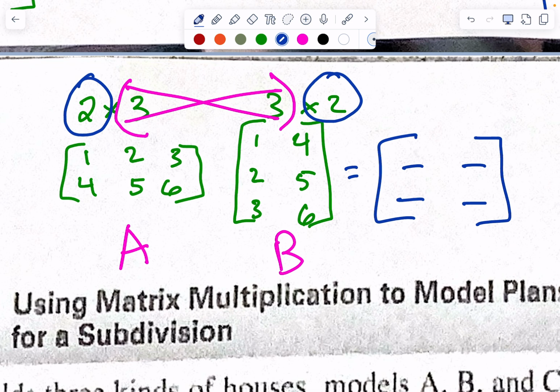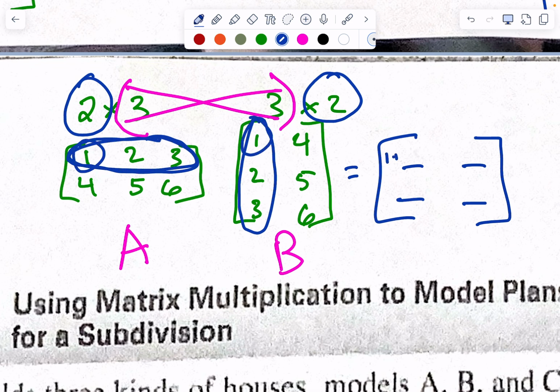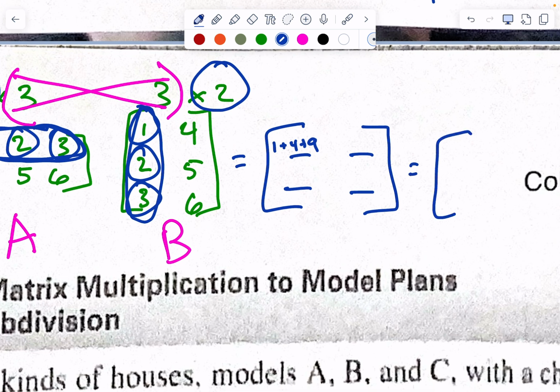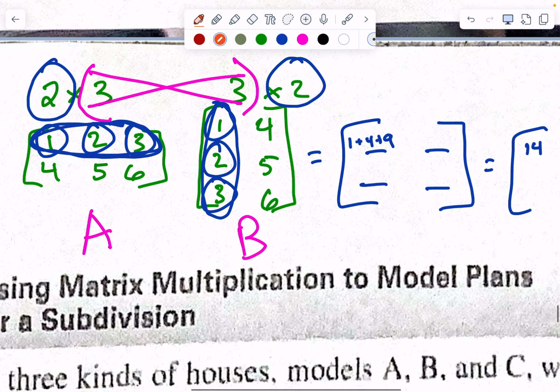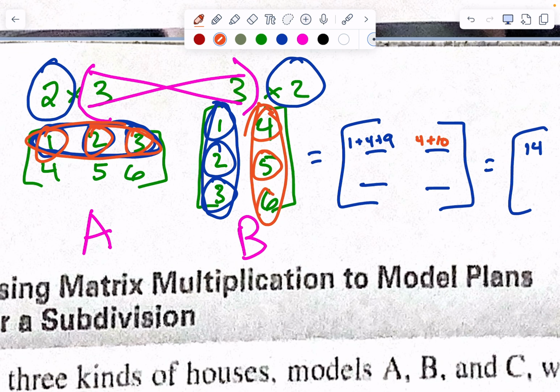Here's how you multiply. Do you remember how you multiply? I'm going to take this first row times this column and add them together. So I take 1 times 1, which is 1, and I add that to 2 times 2, which is 4, and I add that to 3 times 3, which is 9. So that top left cell is going to be 14. Then I do the next one. I'm going to do the top row times the second column. That goes in the top row, second column cell. So 1 times 4 is 4, plus 2 times 5 is 10, plus 3 times 6 is 18.